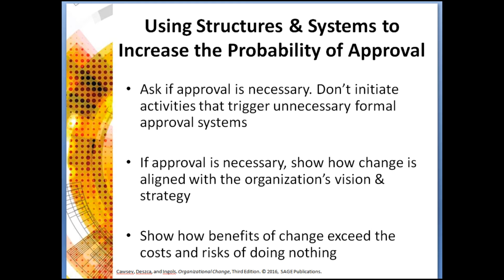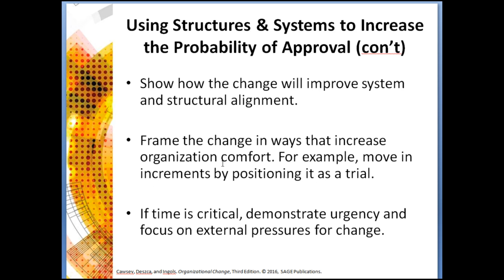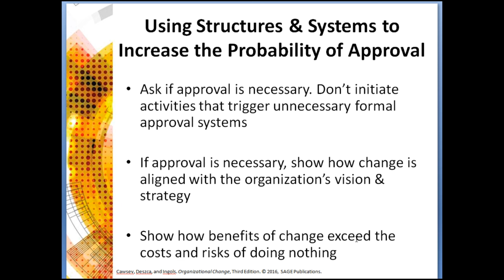So if you want changes that have a higher probability of approval, first of all, try to make changes where no approvals are necessary. That's just a big roadblock you have to get through, and it's better if you can find changes where you don't have to do that. And if approval is necessary, you have to show how it's aligned with the organization's strategy, right? I'm doing this because... And then definitely show the benefits of the change and how that works.